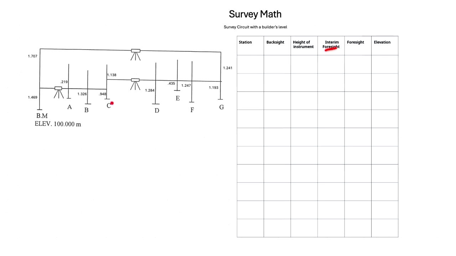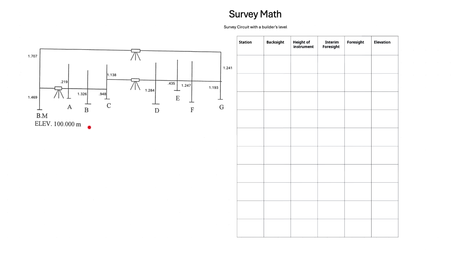Whereas C, you can see that after we have to move our instrument, we're using C as a turning point, which means we want to use it as a foresight. That way we can keep things a little bit more organized. That is really important when you do survey math, because you need to be able to refer back to it. In this kind of circuit, we're actually going to come back to our benchmark. So hopefully by the time we're done, we will come out at 100 meters of elevation again.